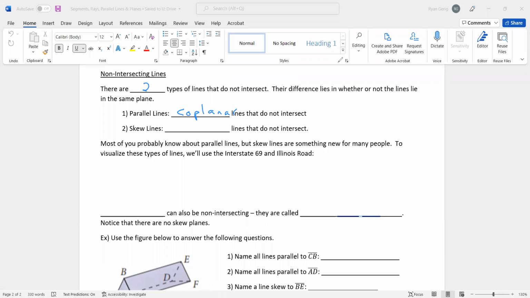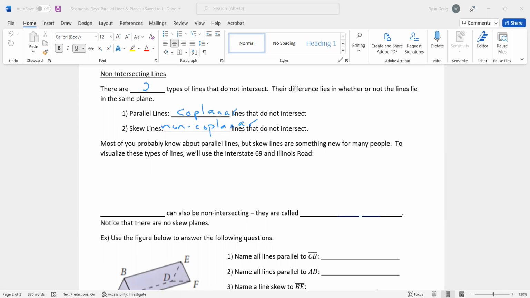If you're thinking of your room, look to your left. The wall that you're looking at, any 2 lines that don't meet would be coplanar, therefore they would be parallel. Okay. Skew lines. Skew lines are non-coplanar. These are harder to picture. You've probably never seen or knew that you were looking at skew lines.